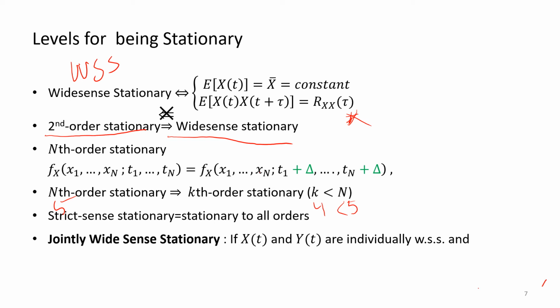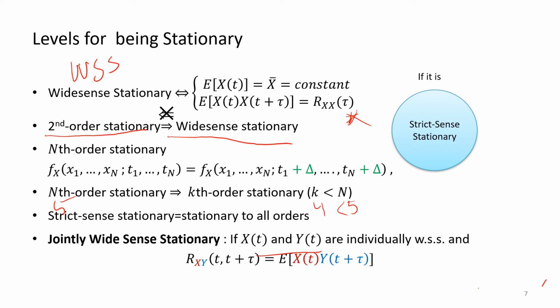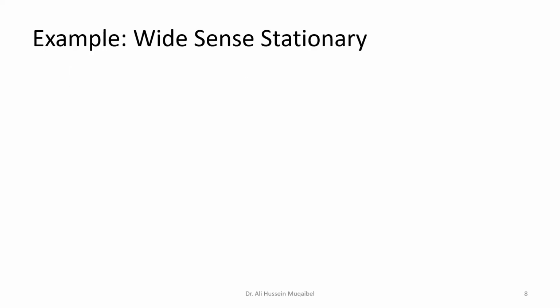We can also define joint wide sense stationary for 2 random variables. We can think of this as their cross correlation being only a function of time difference. Of course, they have to be wide sense stationary individually. Now, we can think of the following circles. It's going to summarize things. We have the strict sense stationary, which is the biggest circle. It guarantees everything inside. So if it's strict, it's automatically second order. If it's second order, it's automatically wide sense stationary. And if it's wide sense stationary, of course, it's first order stationary.